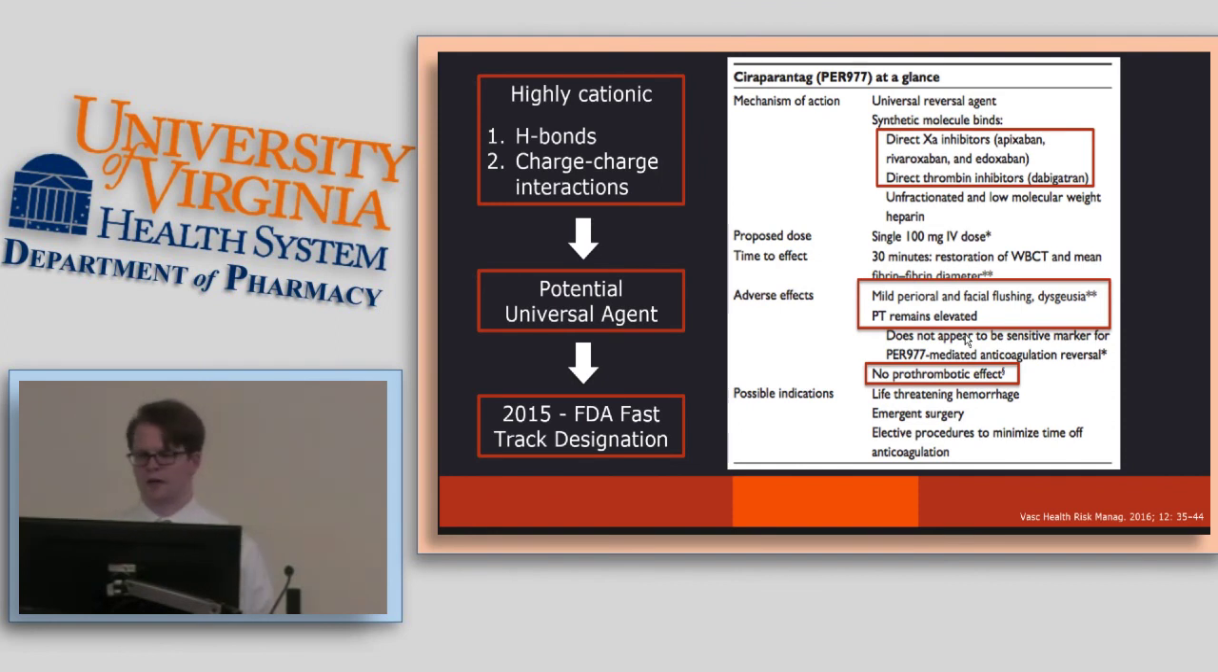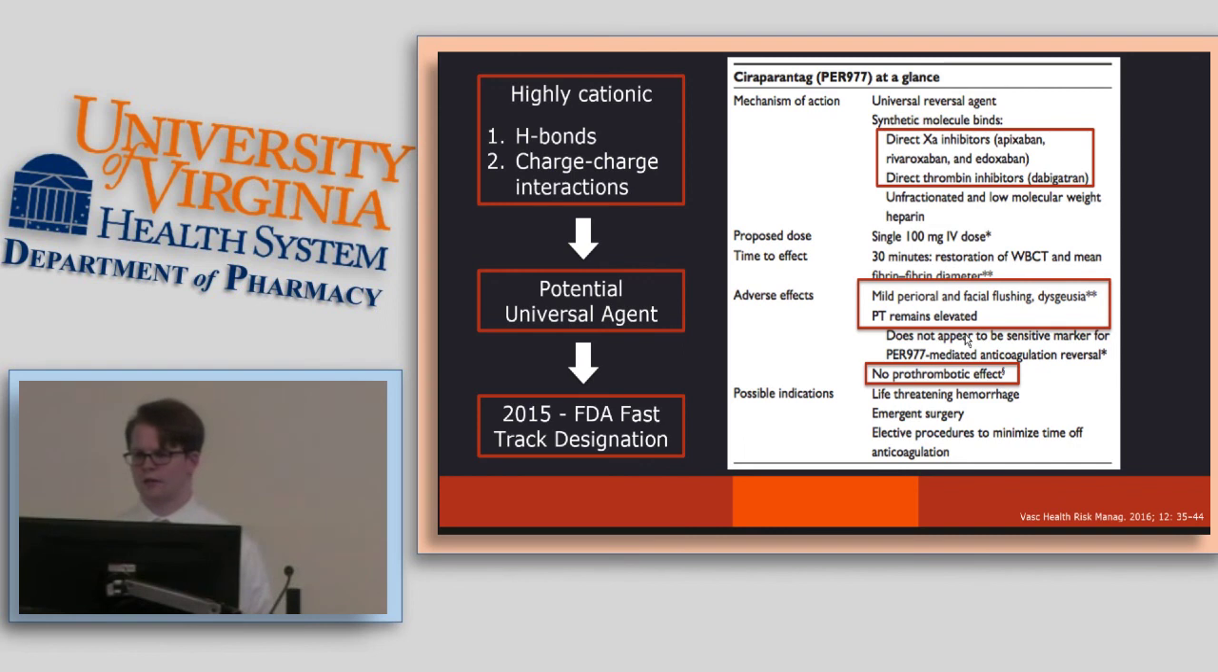The first one, ciraparantag, is a highly cationic molecule which forms H-bonds and charge-charge interactions with the negative components of the drug molecule. Unlike protamine, which requires the large sulfate content of heparin, this one does not, allowing it to be a little more universal and applicable in nature. And based off of that universal status, it was able to receive fast track designation by the FDA in 2015.